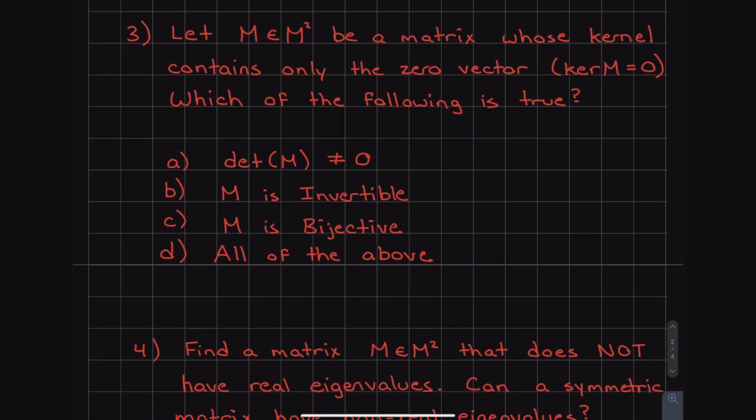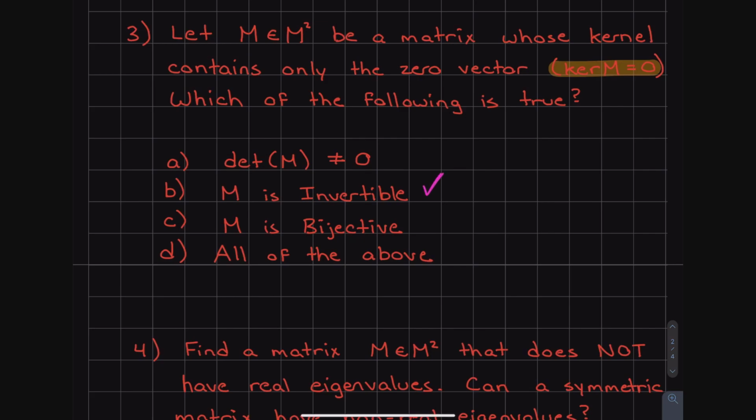So moving on, it says, let M be a two-dimensional matrix whose kernel contains only the 0 vector. So one other way of saying that is the kernel of M is equal to 0. It says, which of the following is true? This is when you have to think back to Dr. Deeb's lecture. He made it very clear that if the kernel is 0, so only the 0 vector maps to the 0 vector, then M is invertible. So if we look down here, M is invertible, well, that's right here. So this one's definitely true.